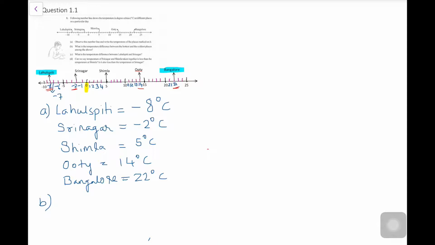Okay, so the hottest place temperature is 22 degrees Celsius. That is the temperature of Bangalore. And the coldest place temperature is minus 8 degrees Celsius, which is the temperature of Lahul Spiti.